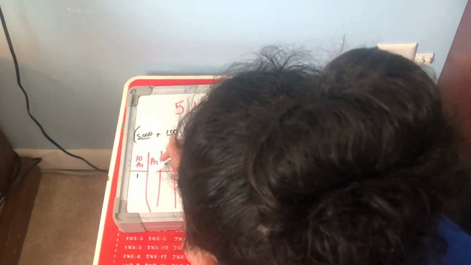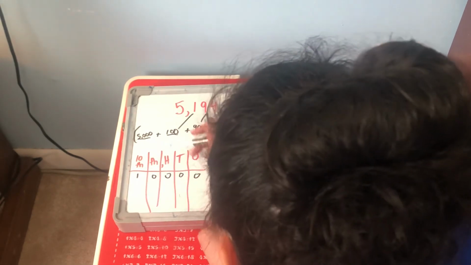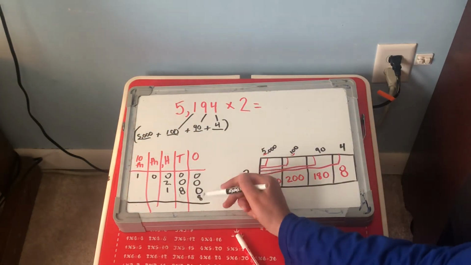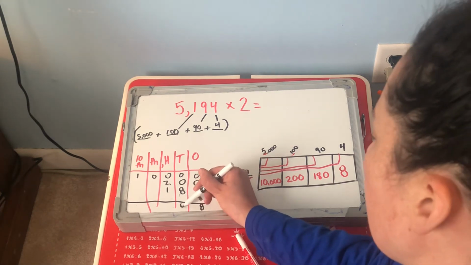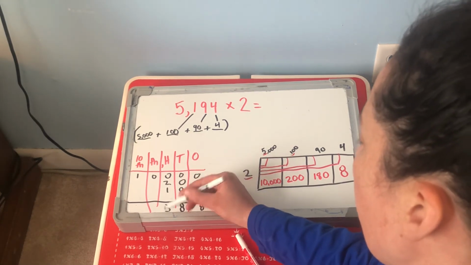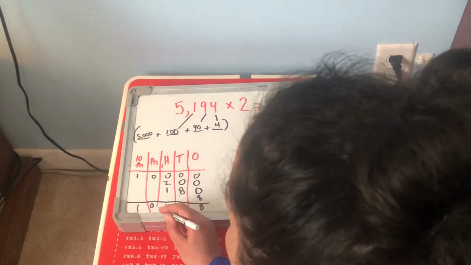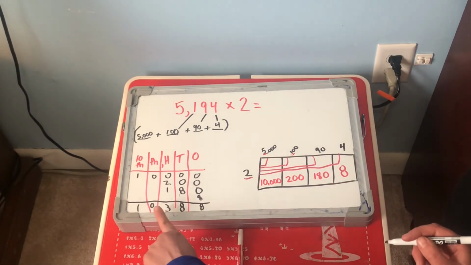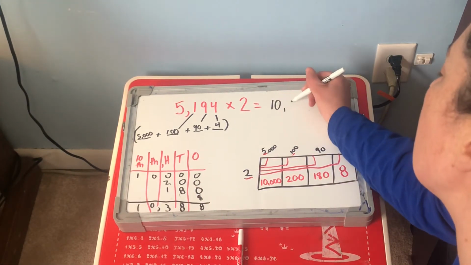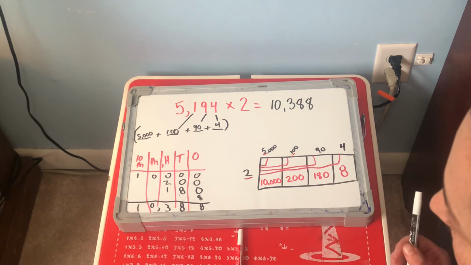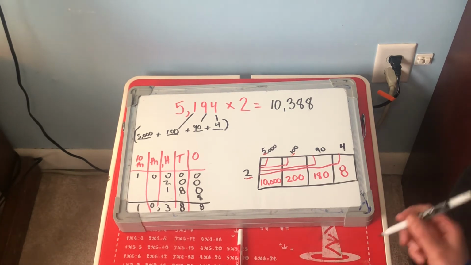And I'm going to write my numbers in where they go. I have 10,000, 200, 180, and 8. Line them up and add. I have 8, 8, 2 plus 1 is 3, 0, 1. And I'm going to start at the end, 1, 2, 3, and put my comma. 10,388. Okay? Same steps, bigger numbers.